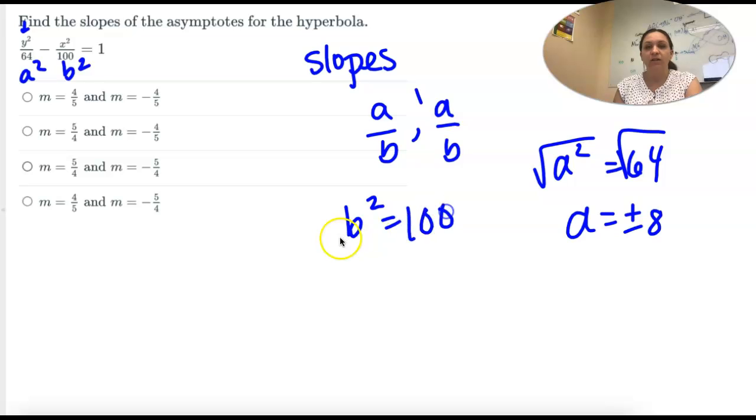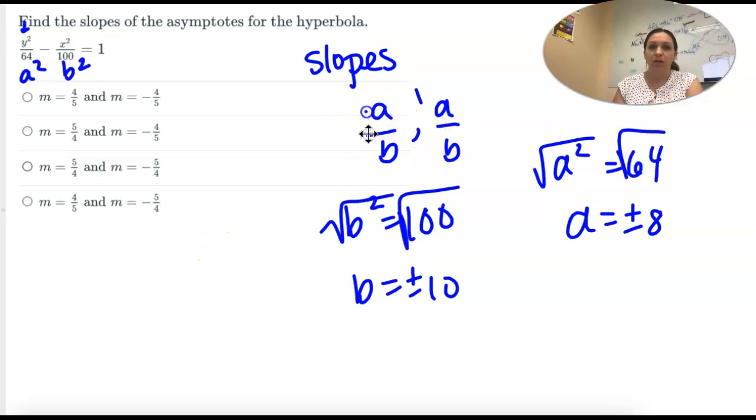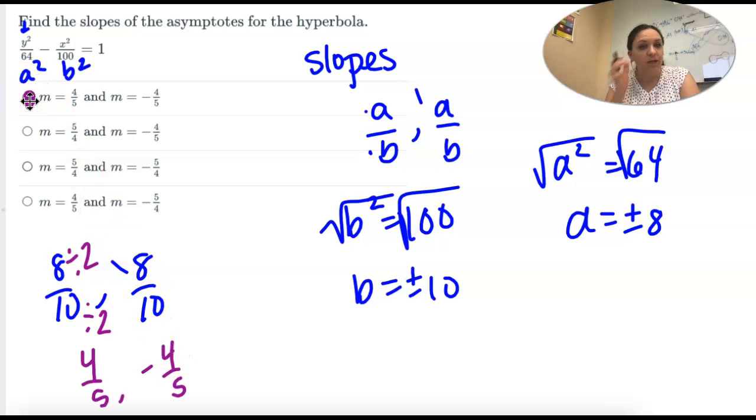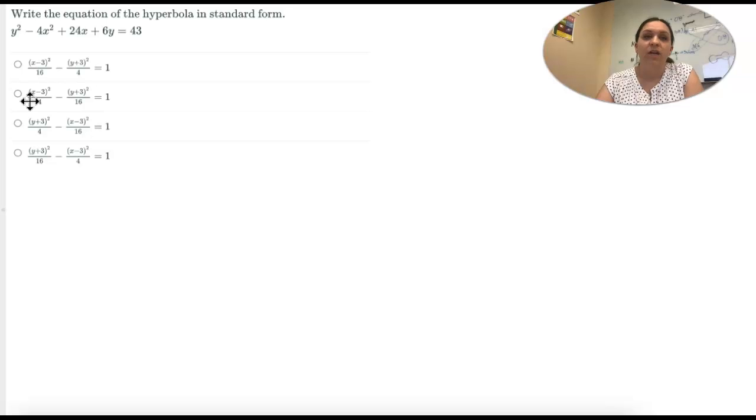b squared would be plus or minus 10. So our slopes would be a over b. 8 over 10 positive, 8 over 10 negative, and they reduce. These both divide by 2, right? So 4/5 and -4/5. There we go.